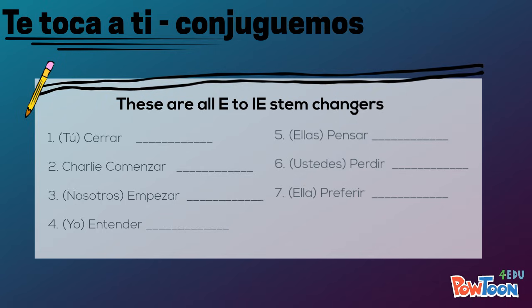Did you get, for número uno, tú cierras, you close. Dos, Charlie comienza, Charlie begins. Tres, nosotros empezamos. Cuatro, yo entiendo. 5, ellas piensan. 6, ustedes pierden. And last, 7, ella prefiere.